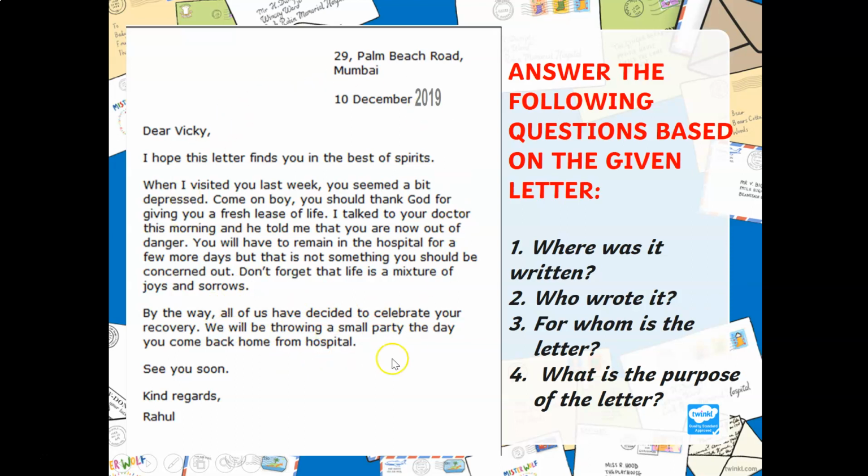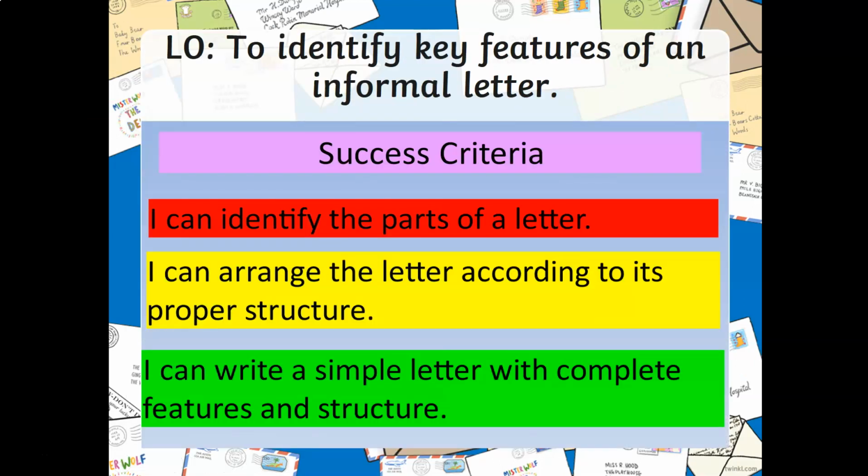So this is an example of an informal letter. Today, we are going to talk about each part of an informal letter. Learning objective: to identify key features of an informal letter. Success criteria: I can identify the parts of a letter. I can arrange the letter according to its proper structure. And I can write a simple letter with complete features and structure.